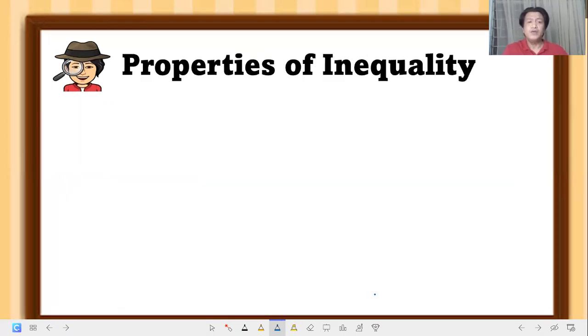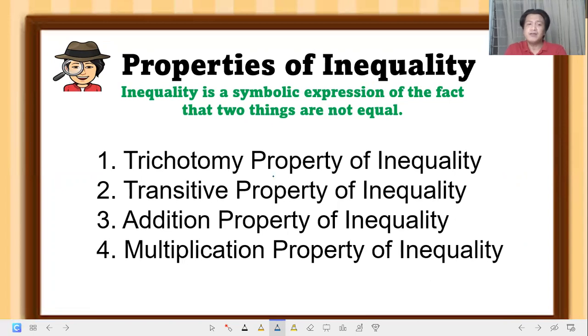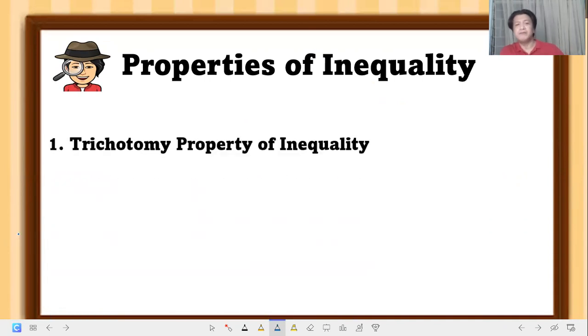Okay? With that, let's talk about the properties of inequality. Ano na ba yung mga properties natin? Okay, but take note, when we say inequality, it's a symbolic expression of the fact that two things are not equal. Okay, first, meron tayong tinatawag na trichotomy property. We have the transitive, addition, and multiplication property of inequality. Okay, so and then we are going to discuss first what is trichotomy property.